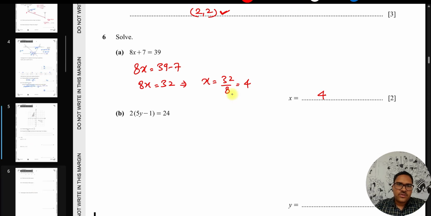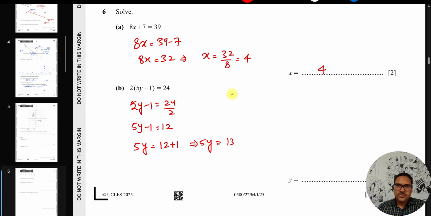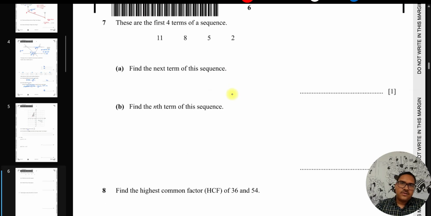To solve this equation, again, we can see 5y minus 1 is equal to 24 by 2, or you can say 5y minus 1 is equal to 12. Correct? So you can say 5y is equal to 12 plus 1. So 5y is equal to 13. So what is y? y is 13 by 5. So what is the answer? 13 by 5.